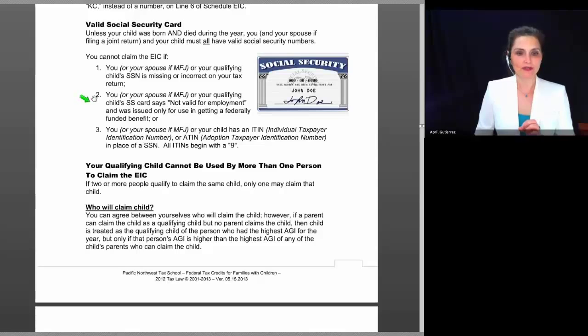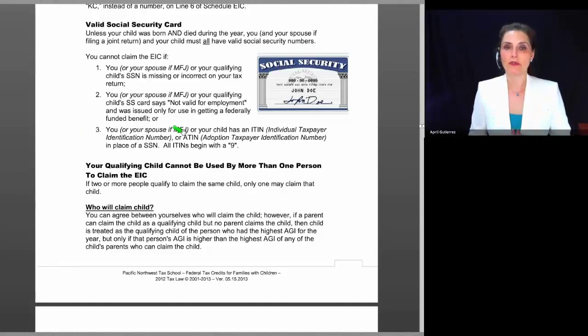If you, your spouse, or your qualifying child's Social Security card says not valid for employment and the card was issued only for purposes of getting a federally funded benefit, you do not qualify for earned income credit even though you have a card. And if you or your spouse, if filing jointly, have an ITIN or an ATIN, which is an adoption taxpayer identification number, in place of a Social Security number, you don't get earned income credit. And all ITINs, by the way, begin with a 9.